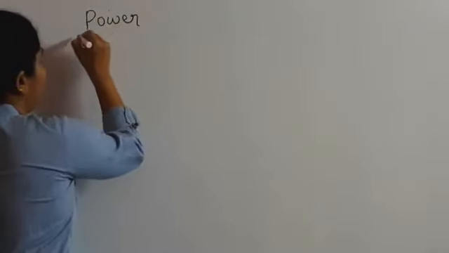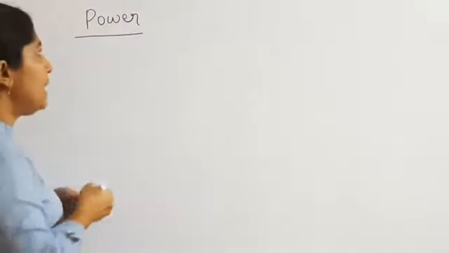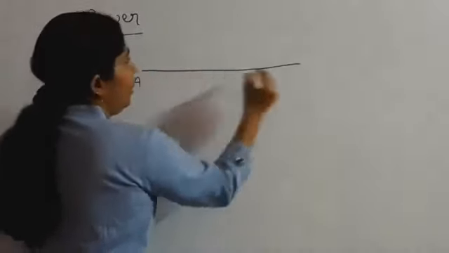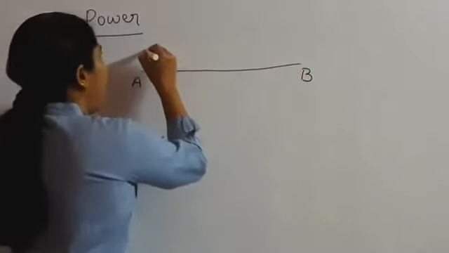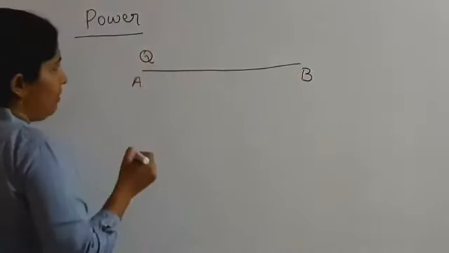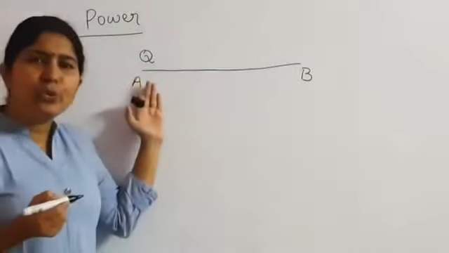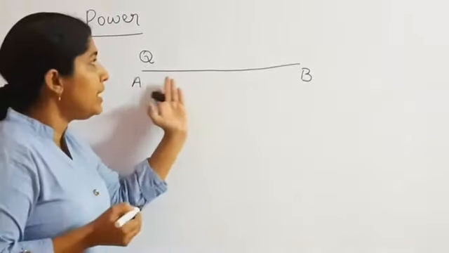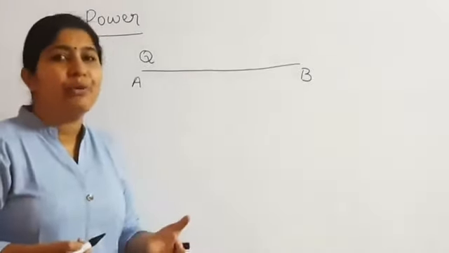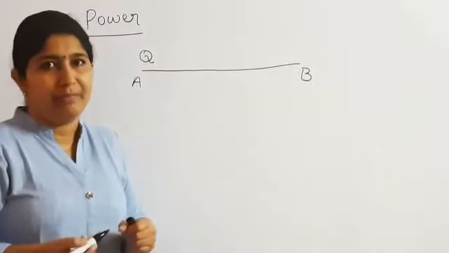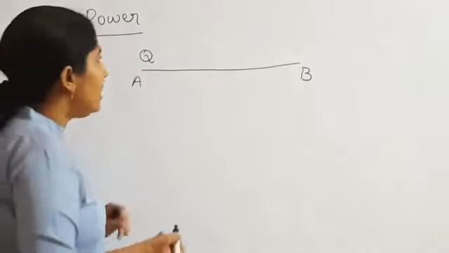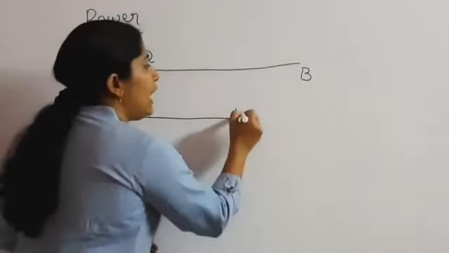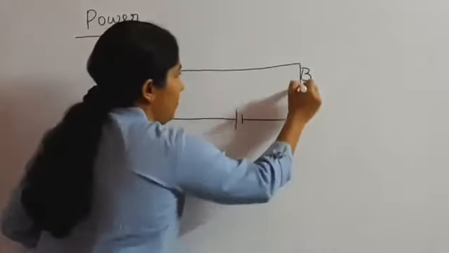Power. For this we want to consider a conductor AB. To this conductor AB, we provide a charge Q. Will this charge move through this conductor? No. To move this charge through this conductor, we have to do a certain amount of work. That work is done by the battery which is connected across the terminals A and B.